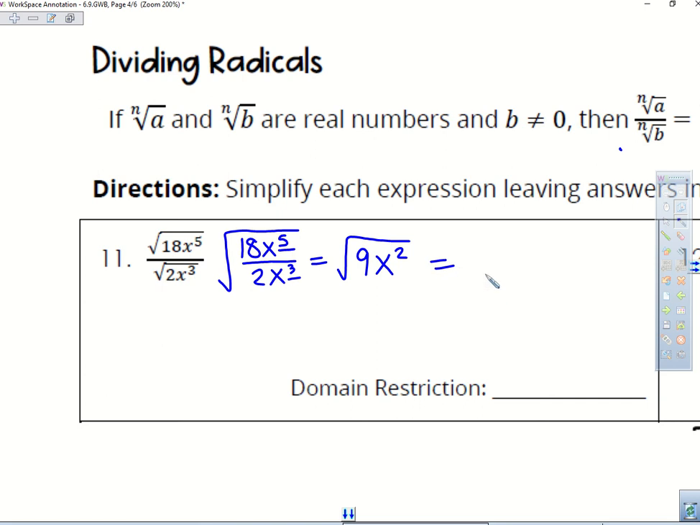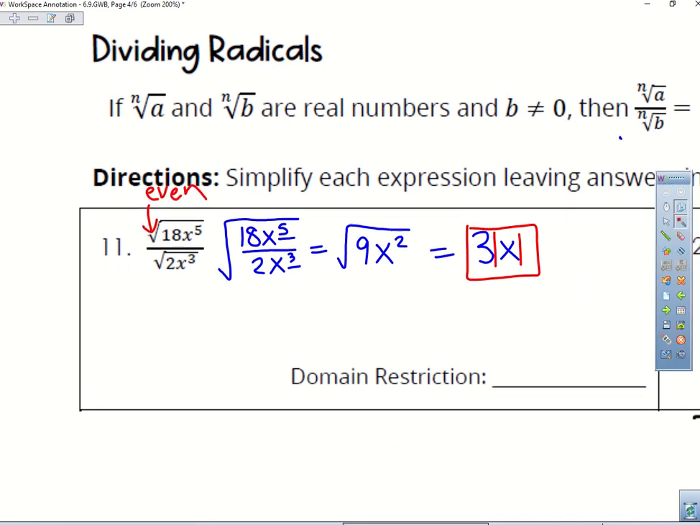What is the square root of 9? 3. Square root of x squared? X. That's your final answer. But almost. What do we got to do? Absolute value. Because this was even and this is odd.